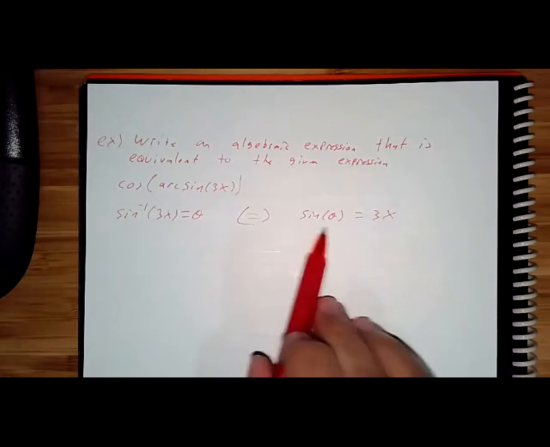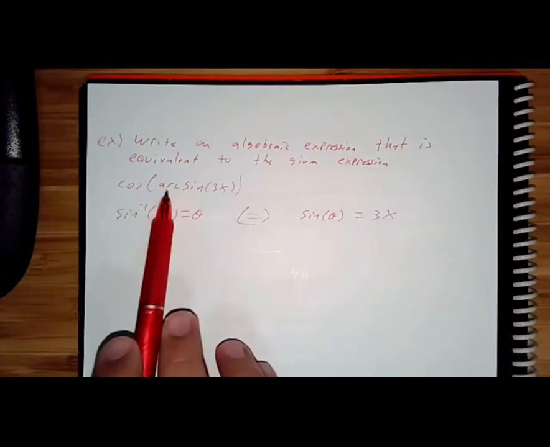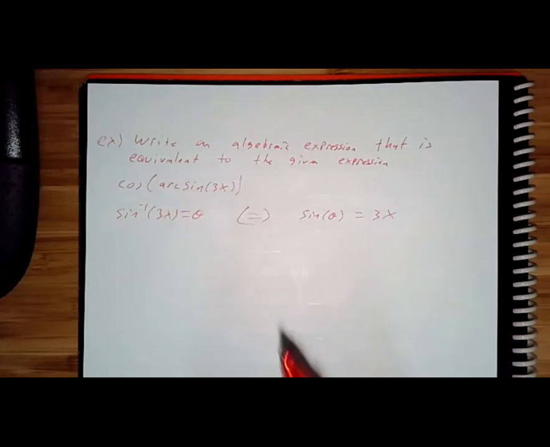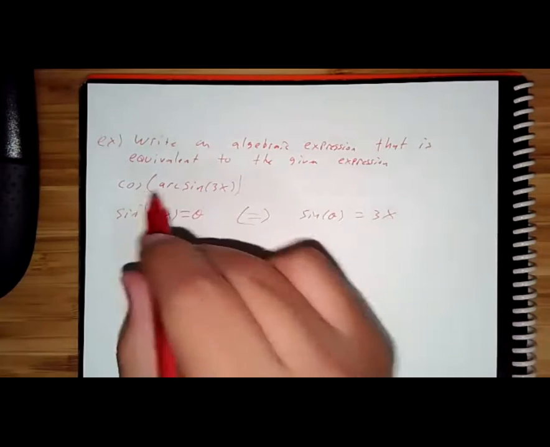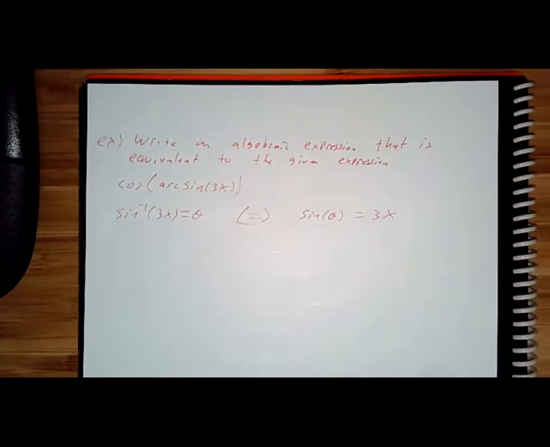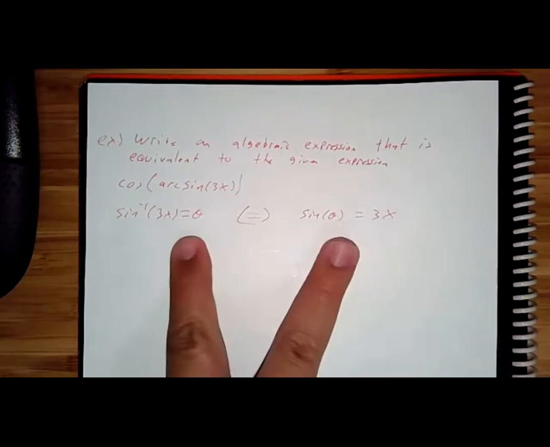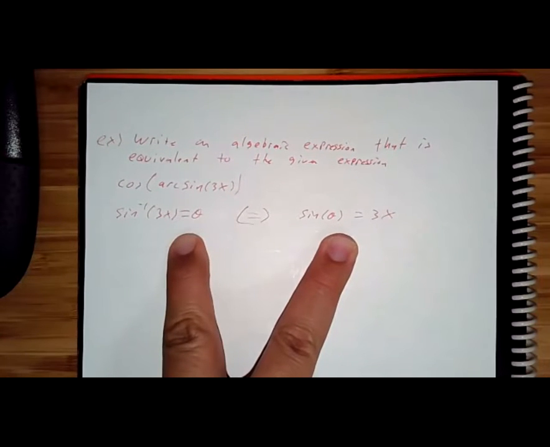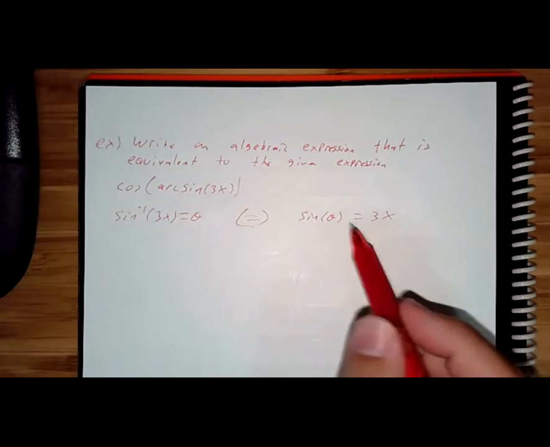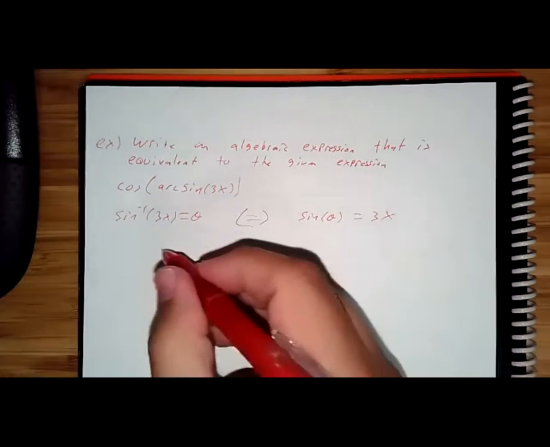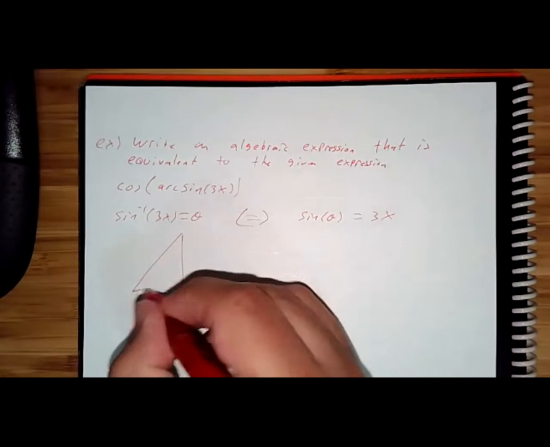So using this fact that came from the inside, draw a triangle and find cosine. That's what the question is asking you. This right here is by definition. I didn't do anything special. That is just a definition. So using this fact here, create the triangle.